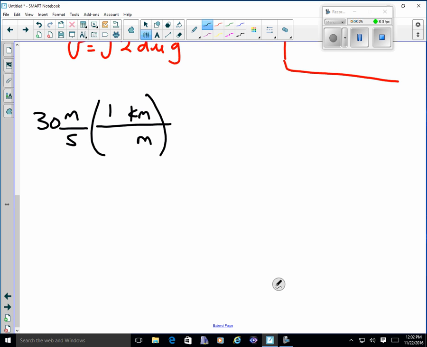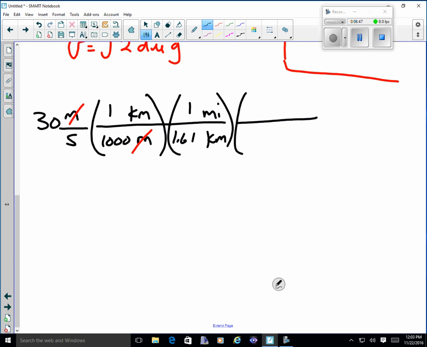Now I got to get kilometers to cancel out. So Brenda, where are you going to put it to cancel it out? On the bottom. Very good. Trying to get from kilometers to miles. How many kilometers in a mile? 1.6. And 1 mile. And here I'm going to go from seconds to hours. But seconds over here is on the bottom. So where do you got to put it to cancel out? And there's 3,600 seconds in 1 hour. And so now what we're going to do is multiply all that out.